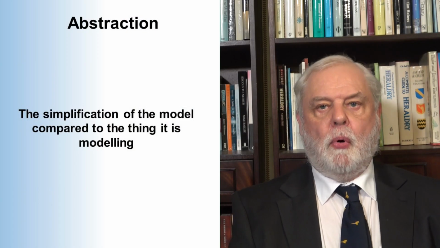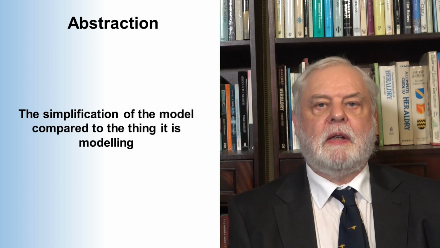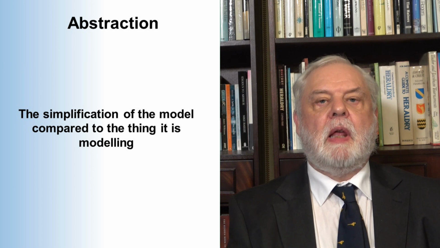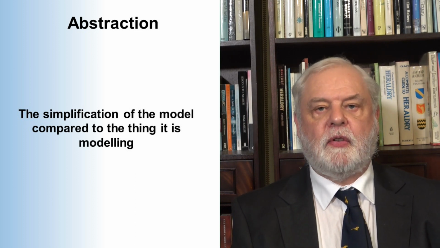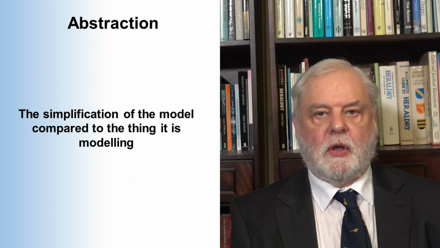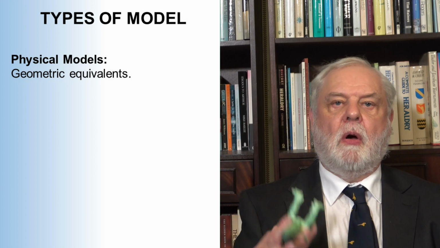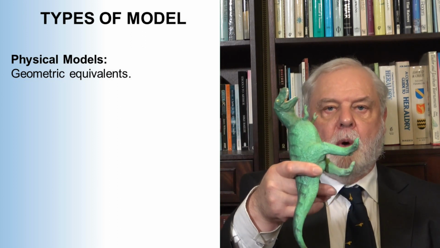It is important to realise that all models are simplifications, that is, they are abstractions, and the only thing they need to possess is a representation of some aspect of the system that is accurate enough to serve its purpose. So here we have a model of a Tyrannosaurus rex. Clearly it is something we would call a model.